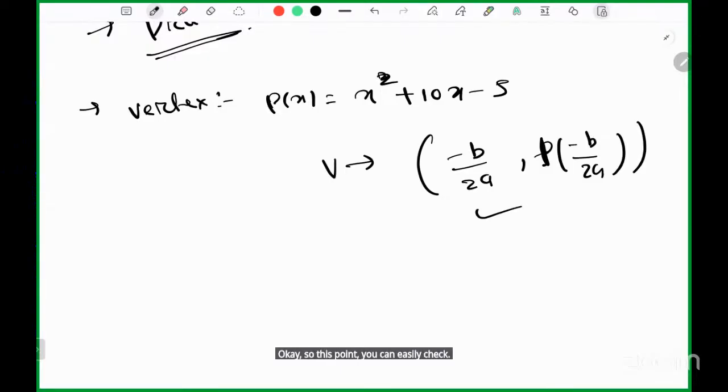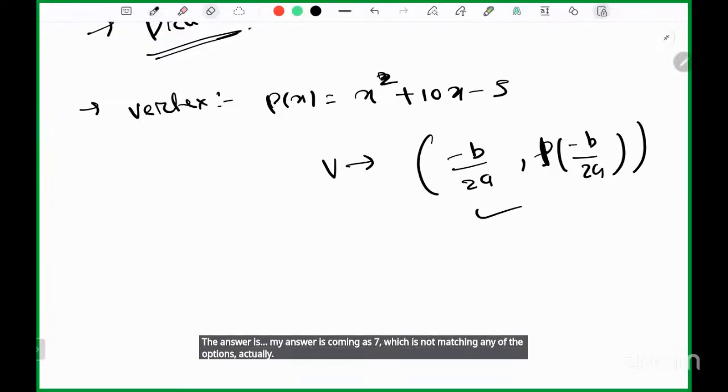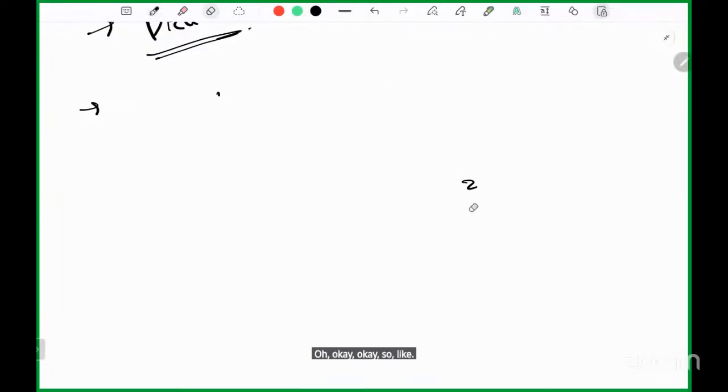My answer is coming as 7, which is not matching any of the options actually. Okay, so let me solve this one.